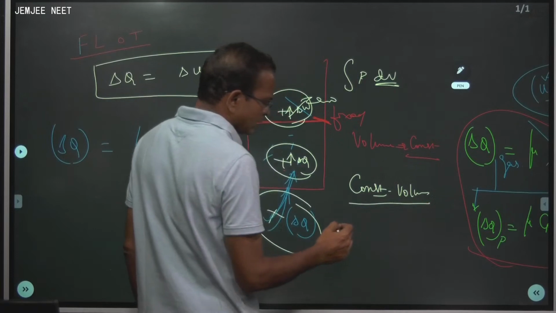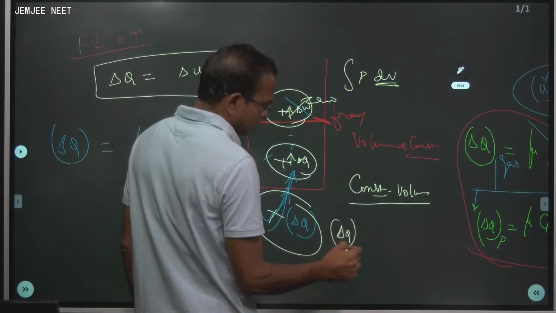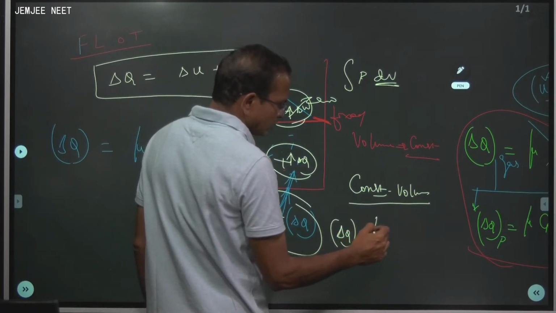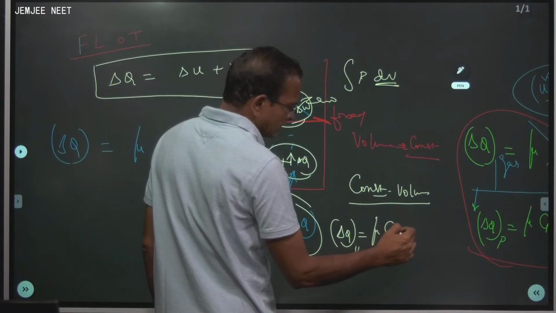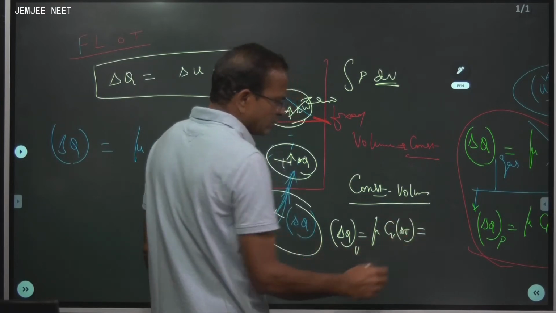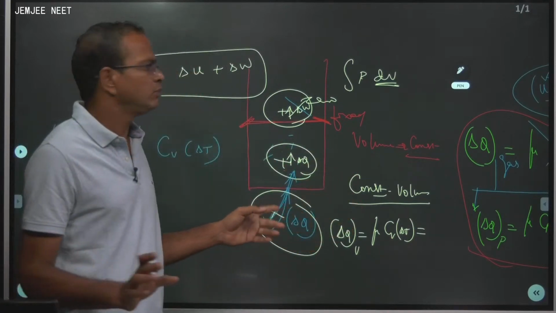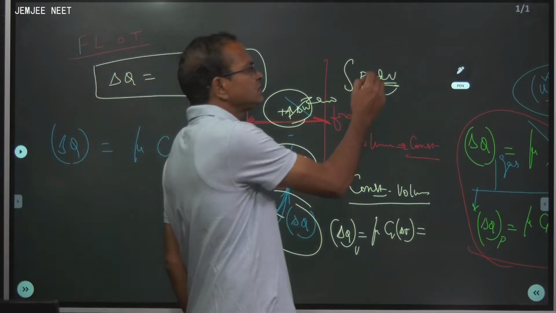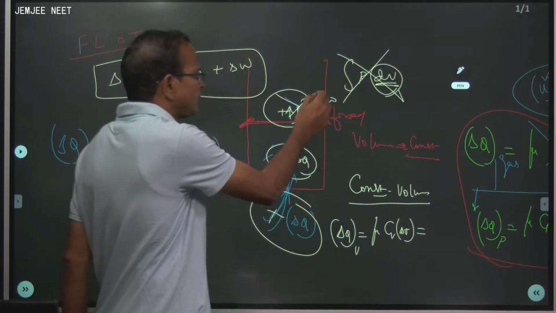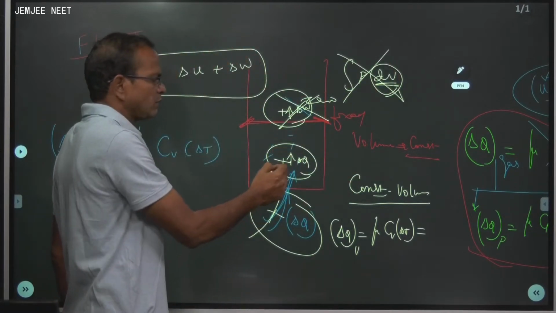Therefore, in the case of constant volume, what is your conclusion now? Delta Q under constant volume, equal to mu Cv delta T, is also given by 100% going to internal energy. No work is done because dV is 0. The entire heat that you supply goes only to internal energy.